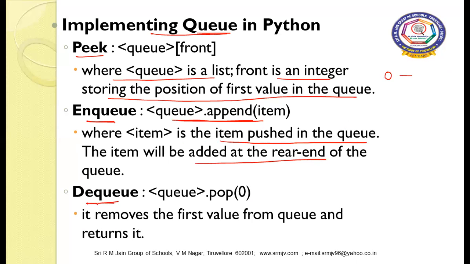If you want to delete elements, we have to use pop of 0, which means that you are deleting the first value or the first element from the queue. So we reference the pop with the subscript, that is, with the parameter as a 0 value.